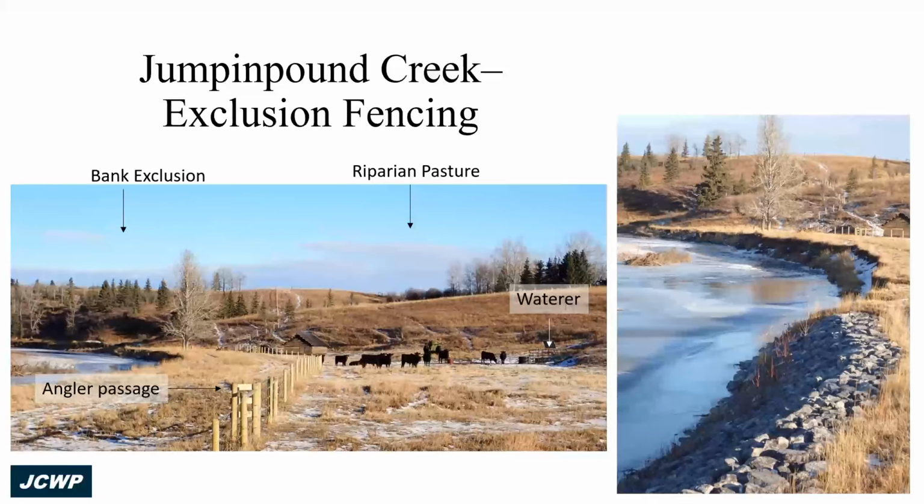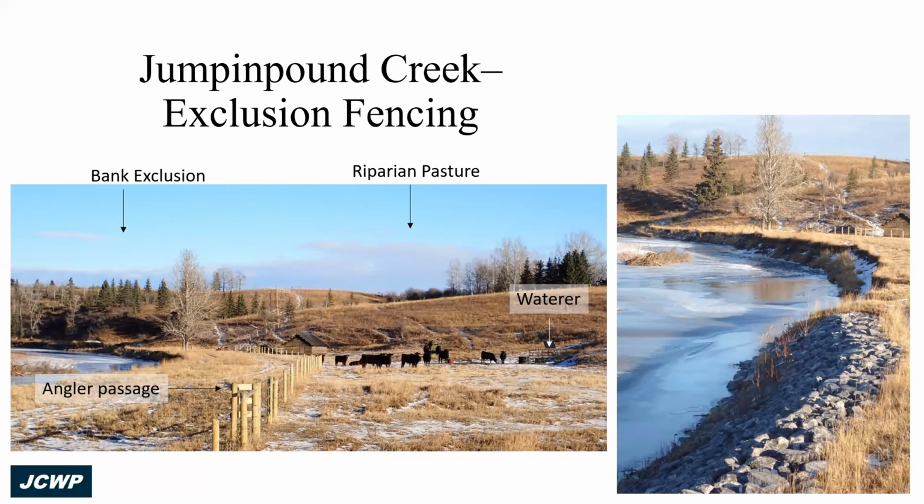The Jumping Pound Creek is home to bull trout, and also in some portions has cutthroat. So really important places for fish, as well as other reasons. It is upstream of Calgary, so it's important for drinking water downstream for many, many people.